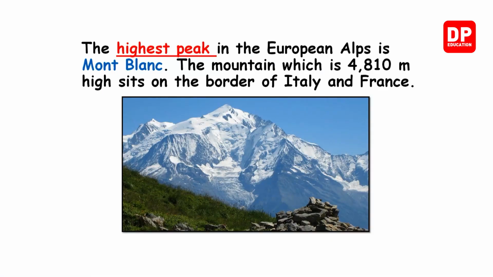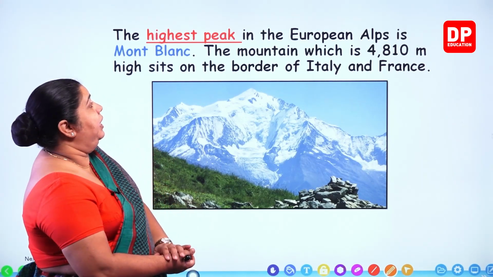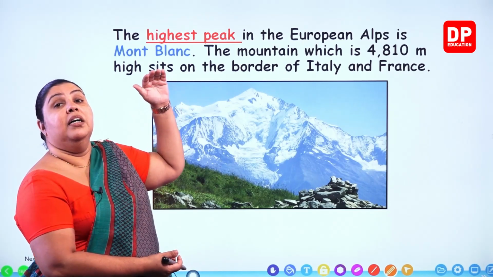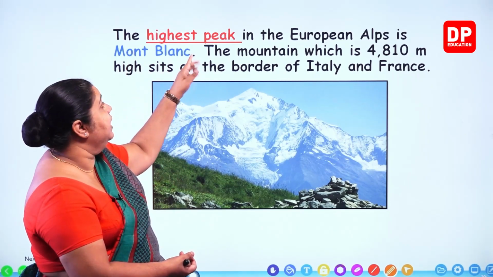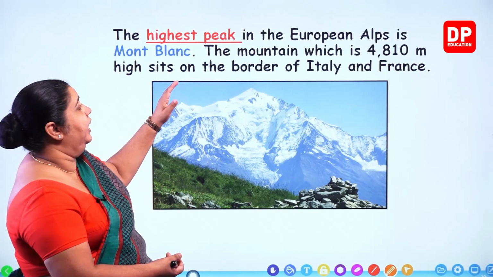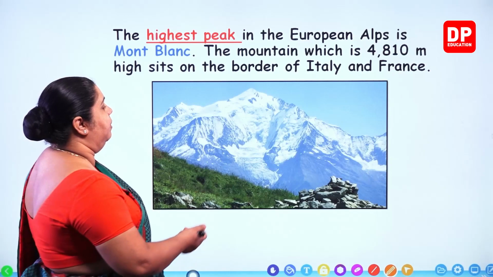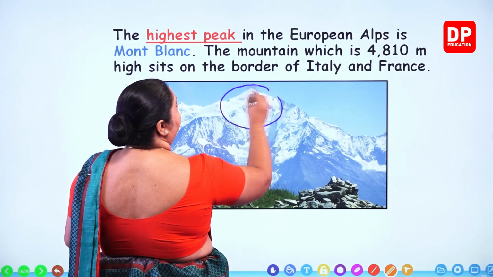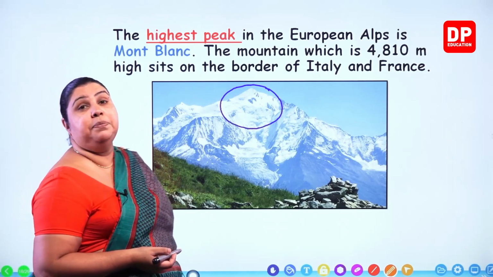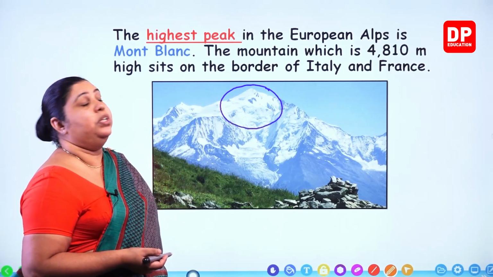Right. The highest mountain peak in the European Alps is Mont Blanc. In Europe there is a mountain range called the Alps, and this is its highest peak. Now we are talking about the highest peak. The largest, highest peak in the Alps range is Mont Blanc. This is the mountain called Mont Blanc. So Mont Blanc is the highest peak in the Alps.